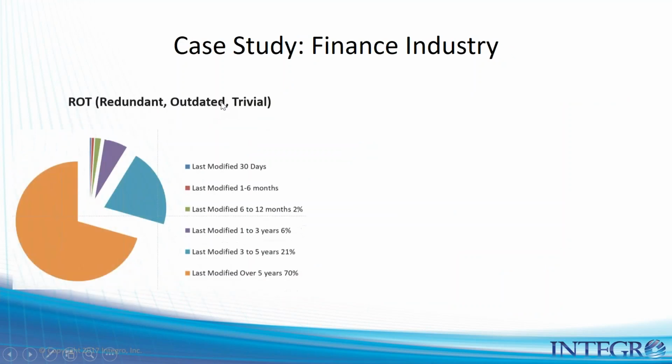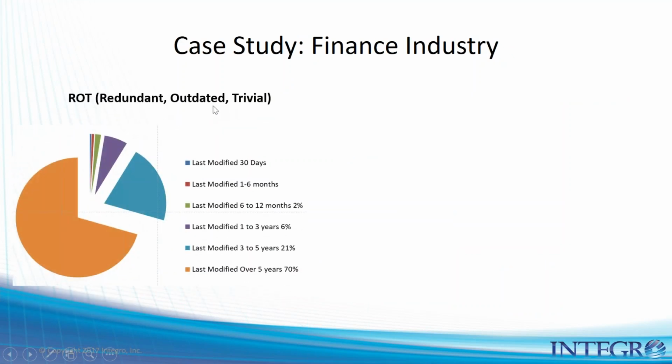So here are some scorecards from one of our more recent data cleanup projects where we use this approach. In this project, we were evaluating unstructured data on the file shares for a financial services company, and we discovered that 70% of their content hadn't been modified in over 5 years, and that was their definition of ROT. If it hadn't been modified in 5 years, it was considered ROT.